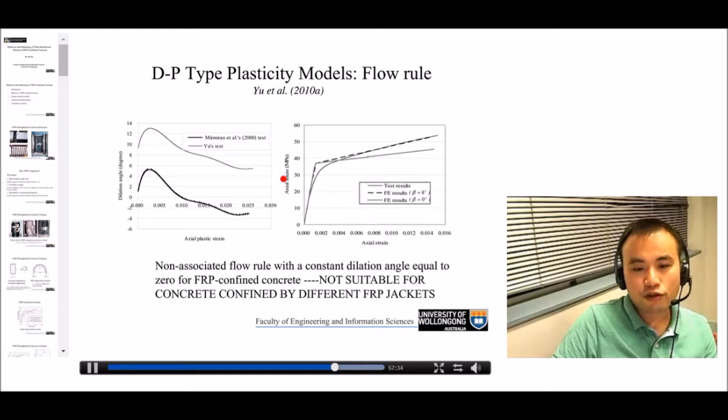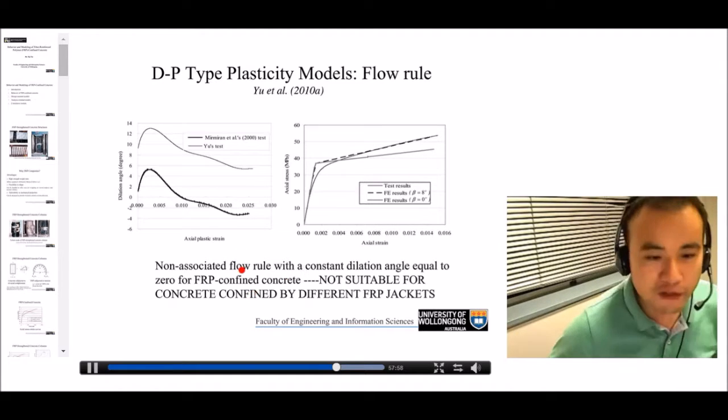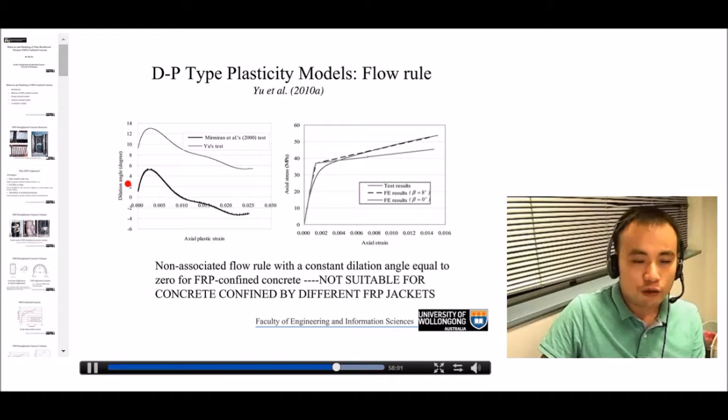First, let's have a look at the actual stressing curve it predicts for two different types of FRP-confined concrete. One type is for weakly confined concrete. One is for the strongly confined concrete. So for concrete which is confined by a strong FRP jacket, the experimental dilation angle ranges from around positive 5 degrees to negative 4 degrees. And for this case, you can imagine if you take the direction angle equal to 0, it may work, right?